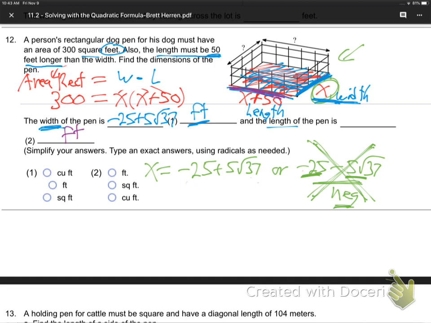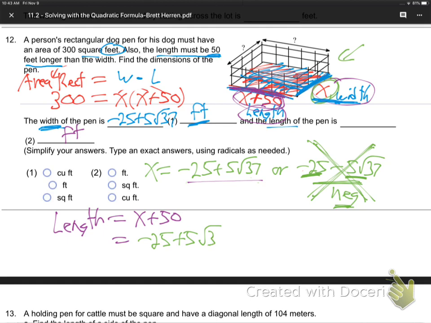And what is the length? The length, it says right here, the length is x plus 50. The width was just x, but the length is x plus 50. X plus 50. And what is x? This. So minus 25 plus 5 root 37 plus 50. Everybody see that? This is x. This is x plus 50, right? Length is x plus 50.